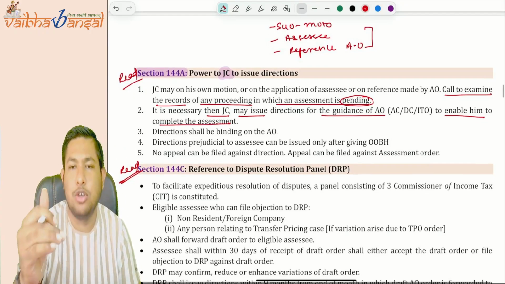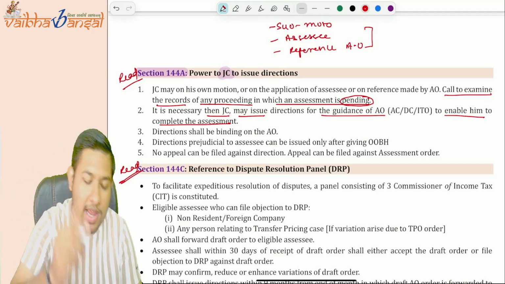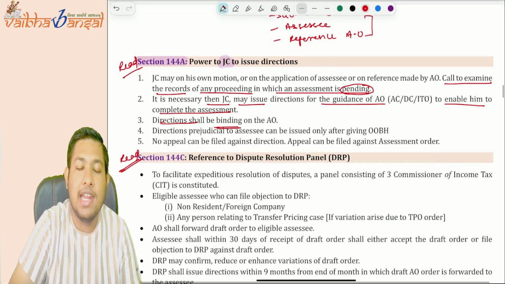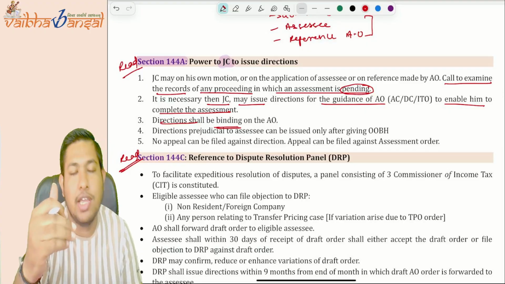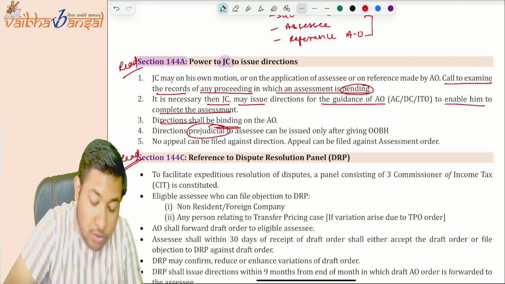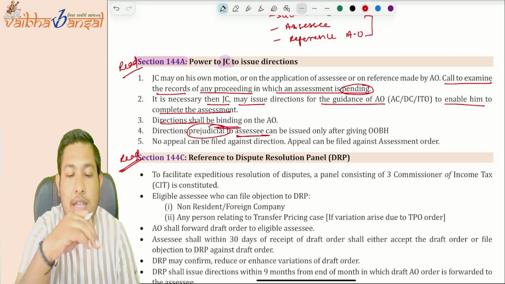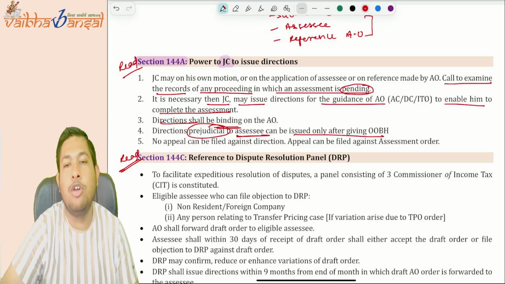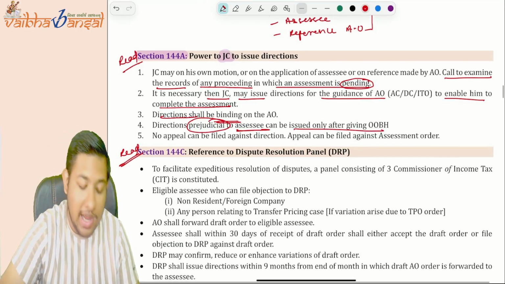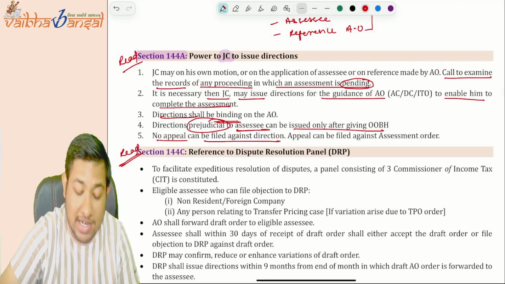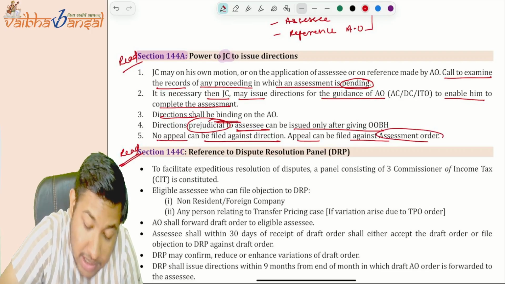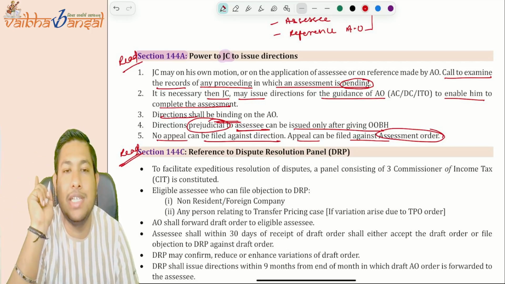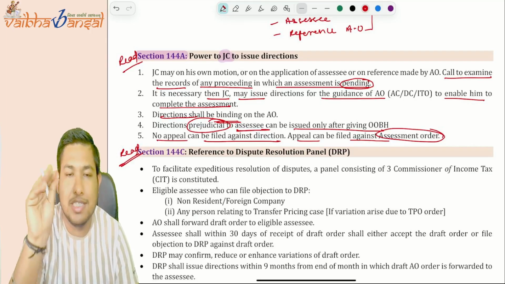He will guide the assessing officer on how he should approach that particular assessment, and the directions given by the joint commissioner are binding on the assessing officer. And if the direction given to the assessing officer is prejudicial to the assessee, prejudicial meaning not in favor of the assessee, then definitely an opportunity of being heard should be given to the assessee, and no appeal can be filed against such direction. Appeal can be filed against the assessment order, not the directions given by the JC in this particular case. Understood or not? This is very simple.